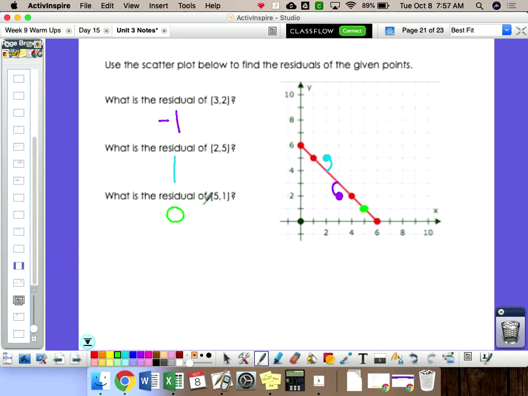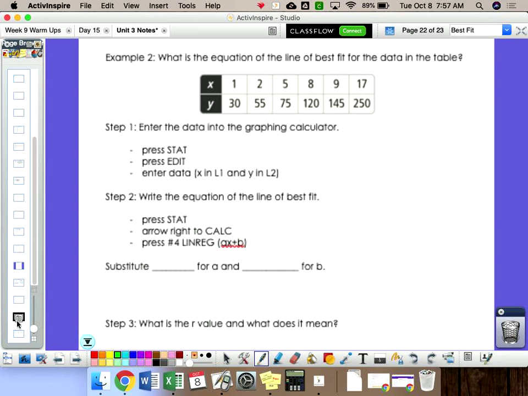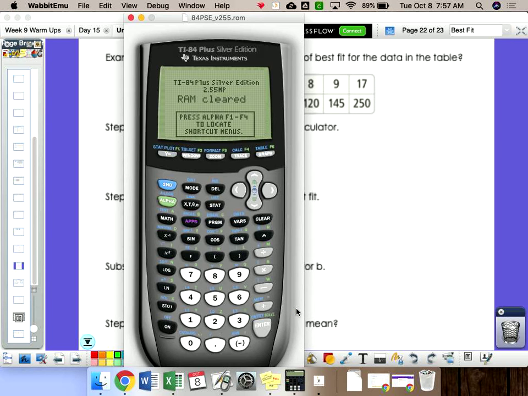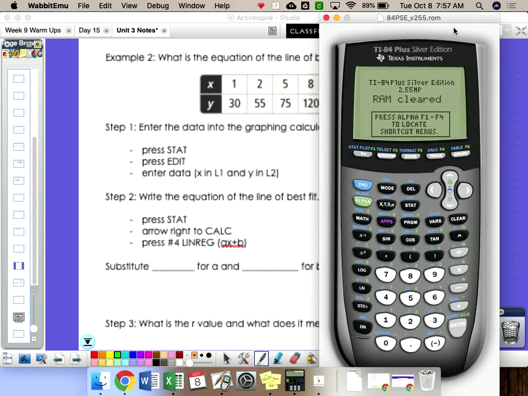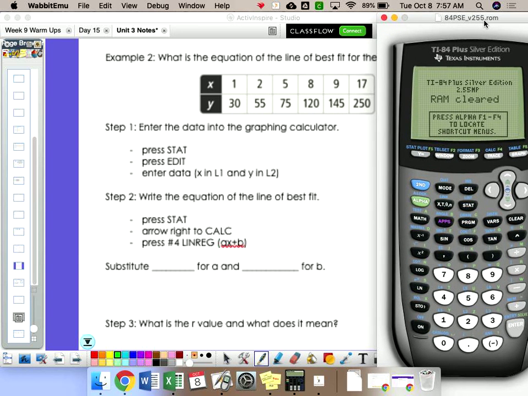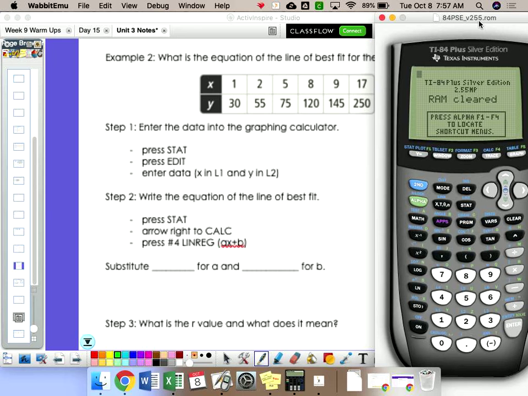All right, now let's get out our calculators and we're going to find our line of best fit using our calculator. So I have some steps for you. So open up your calculator and we're going to use this table that they have given us on our packet, on our notes. Okay, so we need to type in this table into our calculator.